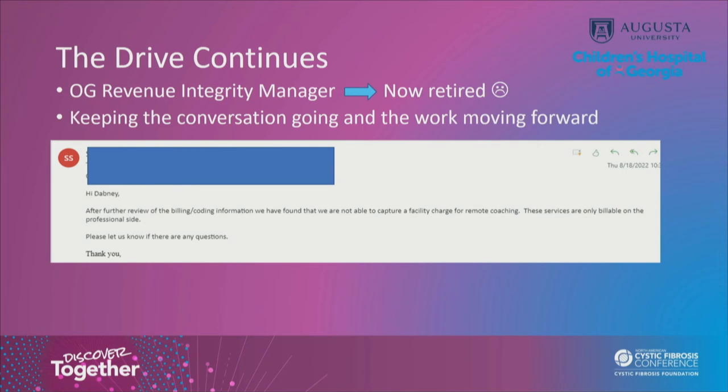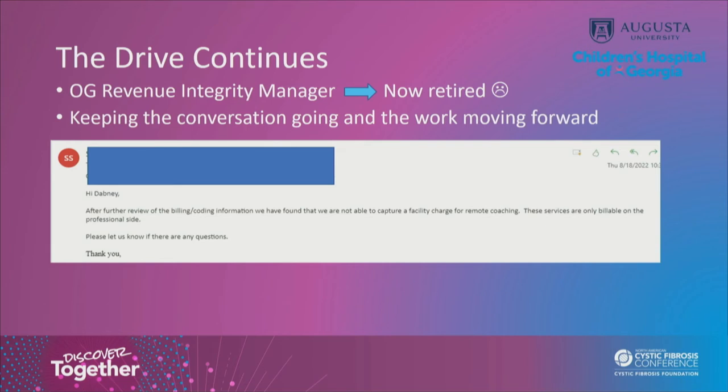Again, I tried to get in touch with the original manager, the OG manager that I worked with in the revenue integrity department. But I learned that, like so many others, during the pandemic she took the option for early retirement. So that's why she wasn't answering my emails. That's why I had to turn to other people on the team that worked with us at the time. But those other people weren't as familiar with the process because they weren't the leaders of the project like the manager was. So I had to reconvene with a new team and start from scratch, essentially. And I had to keep the conversation going and the work moving forward.